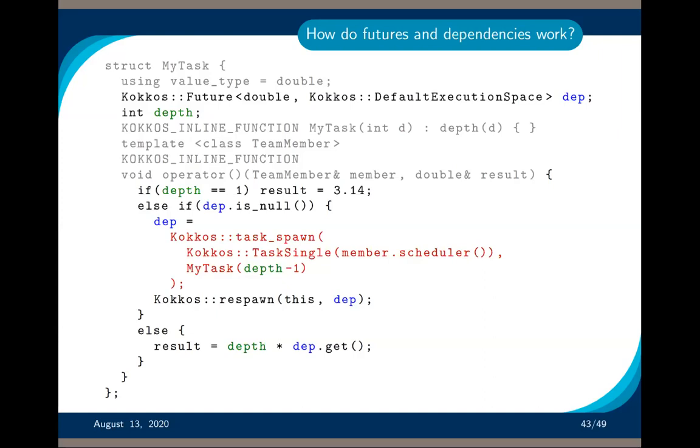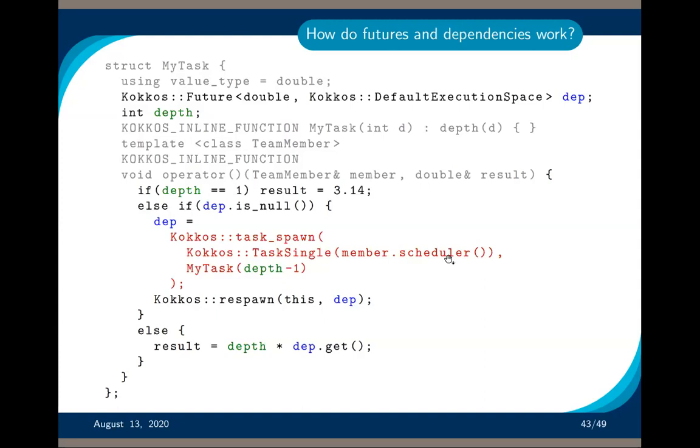So we're going to respawn ourselves here with this task as a dependency, this child task as a dependency, which will guarantee us that when Kokkos calls this call operator again, it is safe for us to call dep.get. Does that make sense? So this is the general pattern.